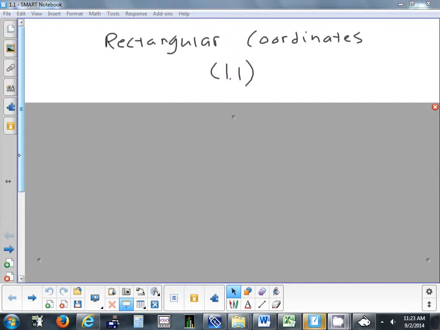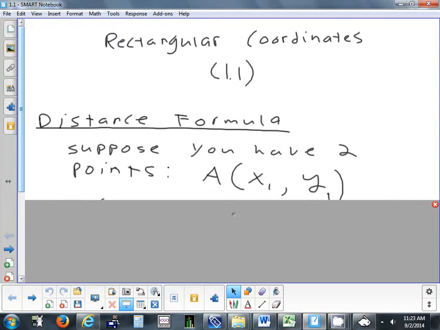Let's start with our first section, which is on rectangular coordinates. Basically, the big ideas that it touches on are the distance formula and the midpoint formula. Okay, if you've done those two things before, then you should know what's in this section.